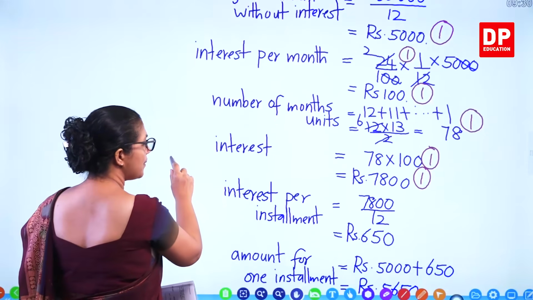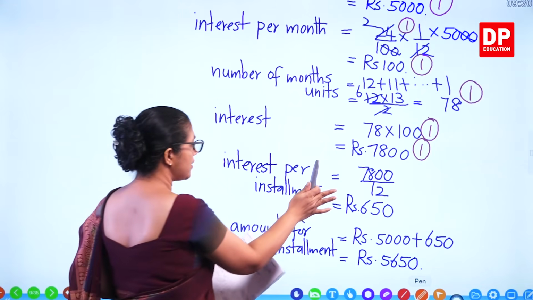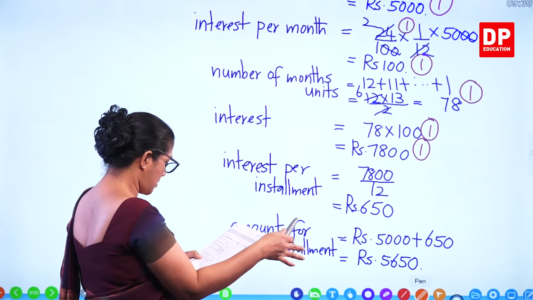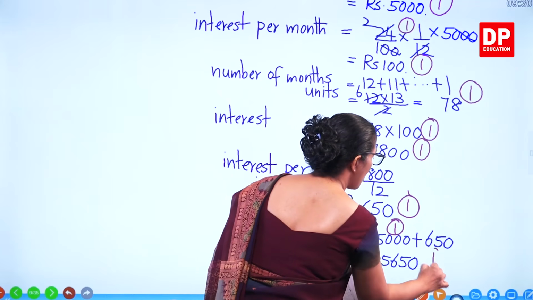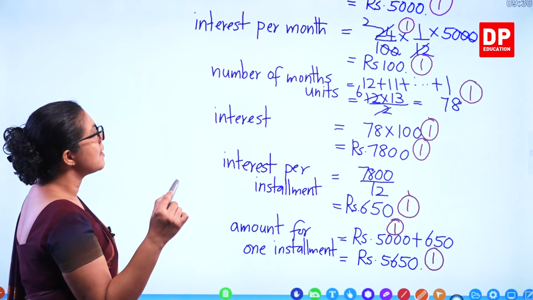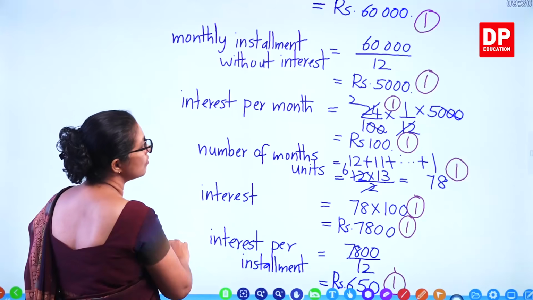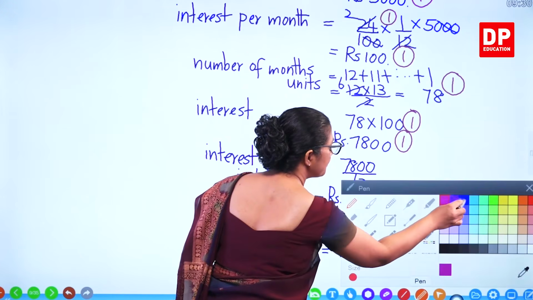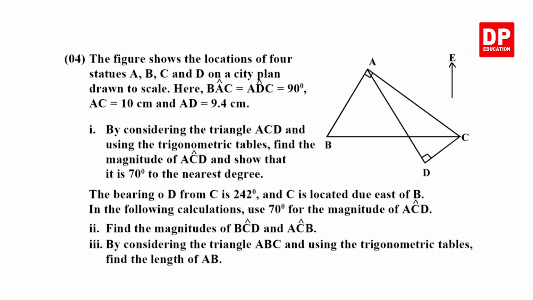And the final step, adding 5,000, and altogether these 3 steps, 3 marks. So 1 mark, 1 mark, and 1 mark here. So 5,650. So 3, 4, 5, 6, 7, 8, 9, and 10. So altogether 10 marks for the whole question. Now let's take the next question.